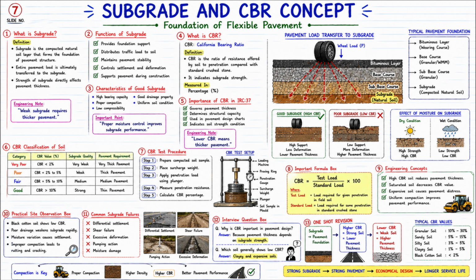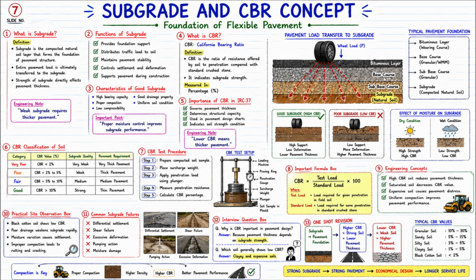Now let us look at the ninth topic: key engineering concepts. High CBR soil reduces pavement thickness. Saturated soil decreases CBR value. Expansive soil causes pavement distress. Uniform compaction improves pavement performance. Now this is actual pavement foundation engineering. Now remember the below. Compaction is key. Proper compaction, higher density, higher CBR, better pavement performance.